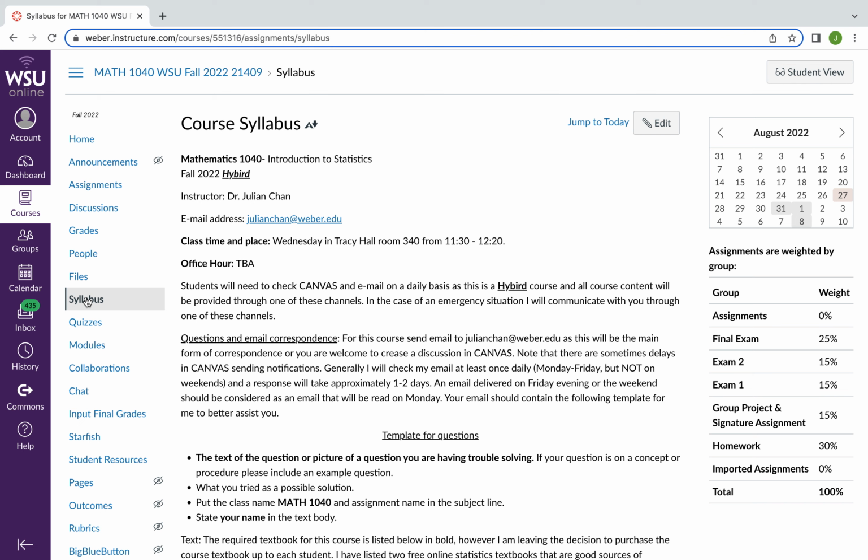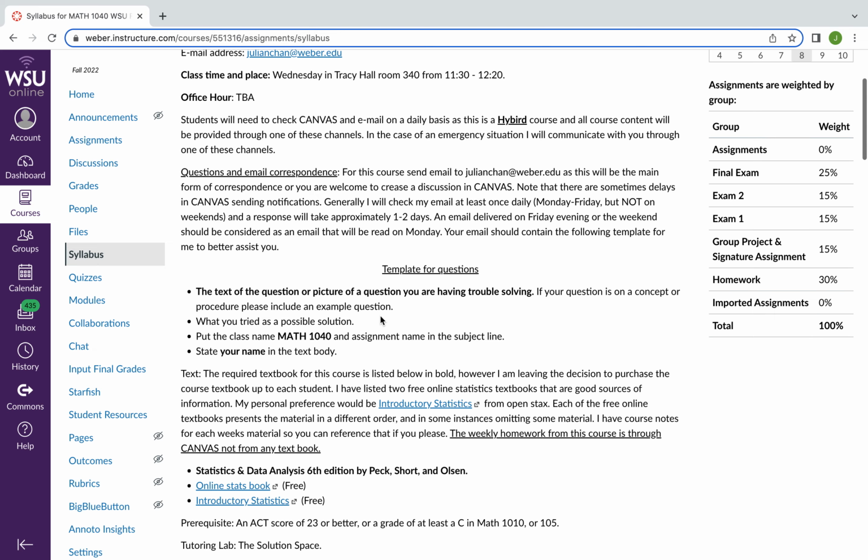So in this syllabus, whether you're in my hybrid class or whether you're in my online class, the course content and syllabus and procedures are very similar. Okay. So if you're contacting me with questions, please be sure to put your name somewhere in the text body and Math 1040 in the subject line.